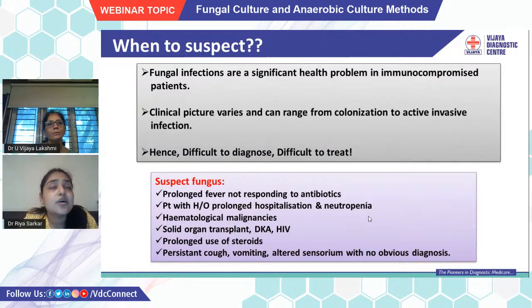At the bedside, always suspect a fungus if you see your patient is having fever not responding to antibiotics and has a history of prolonged hospitalization. If the patient is neutropenic, has a history of malignancy or a solid organ transplant, again think of a fungal infection.